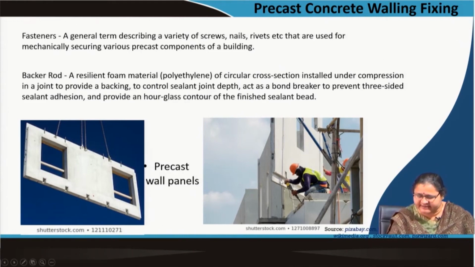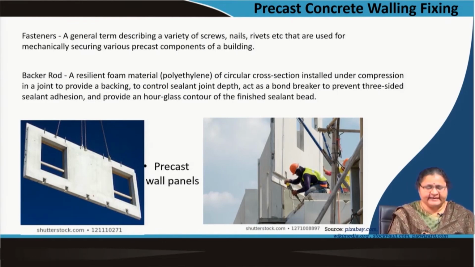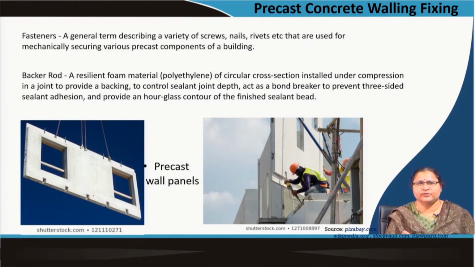Here you can see the person above whom the member is actually hanging, and it has to be put in position by this person. So, he is trying to drive this thing into these holes. So, this has to go and get set there. So, this person has to be skilled on his job. Other than this backer rod, sealing, etc., the fasteners are being used, the screws, nails, rivets, etc. They all refer to the mechanical processes which may be required to tighten the panel in position or keep the panel in position.